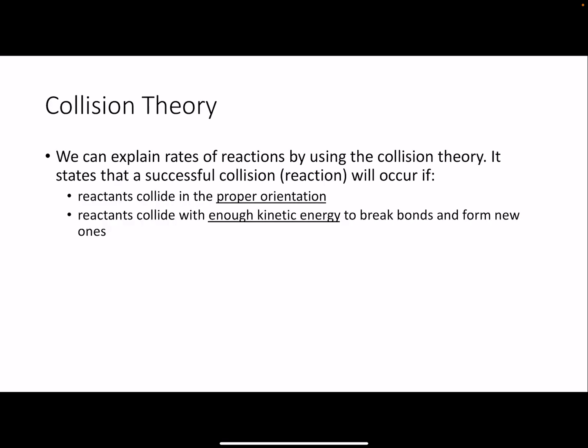So putting this all together, you'll notice that was 4 different factors. We're going to look at catalysts in a bit, but we'll look at a concept called the collision theory now, right? And this is a theory of how molecules proceed in a reaction. It aims to define a successful collision. A successful collision is where reactants collide in the proper orientation and with enough kinetic energy to break bonds and form new ones.